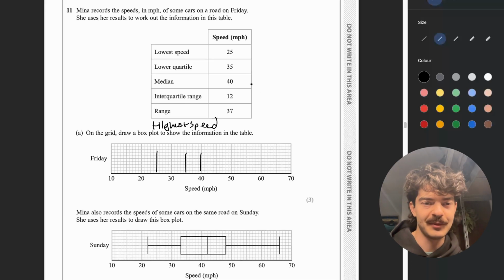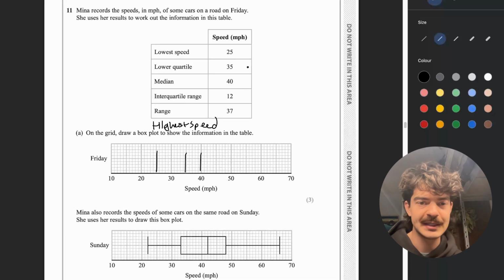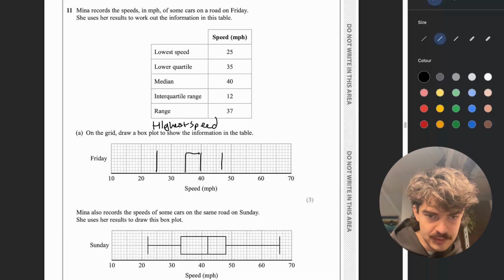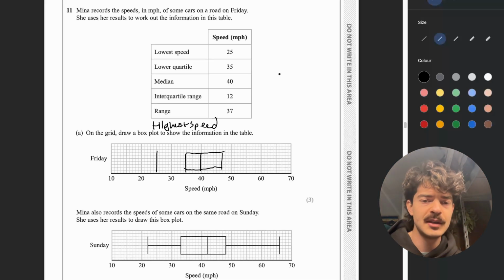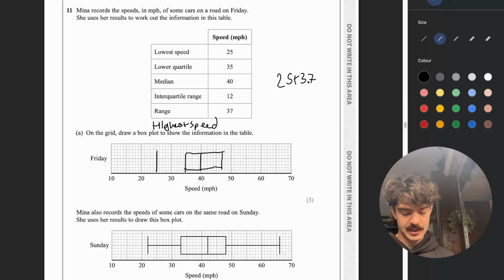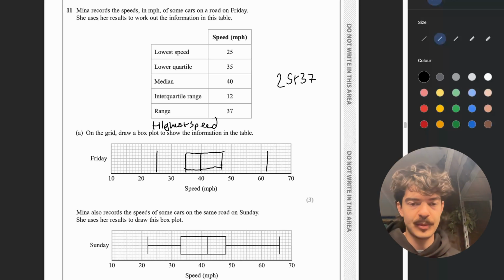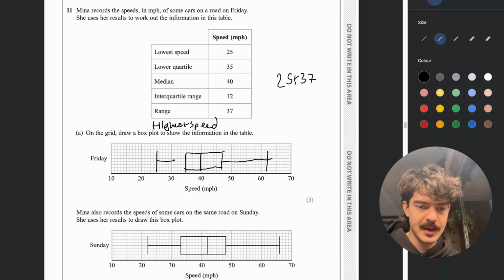Interquartile range, yeah, we're going to need to find our upper quartile. So 35 plus 12 gives 47. So that's fine, 47. There it is. Draw ourselves our box in the middle. And then our range, we've got 25 plus 37, the minimum value plus the full entire range. 25 plus 37, no point dwelling on that. 62. Fantastic. So there's our upper. Whabam, donezo.